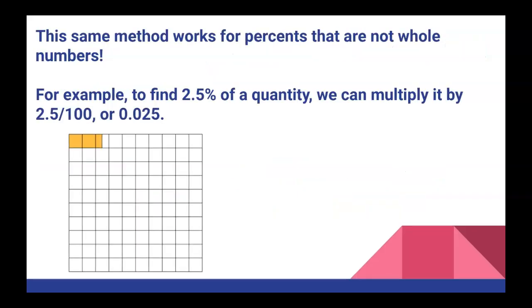This same method works for percents that are not whole numbers. So like if we have 2.5% of a quantity, like pictured in the diagram below, that's 2.5 out of 100. That's the same thing as 0.025, and we can multiply our number by that.